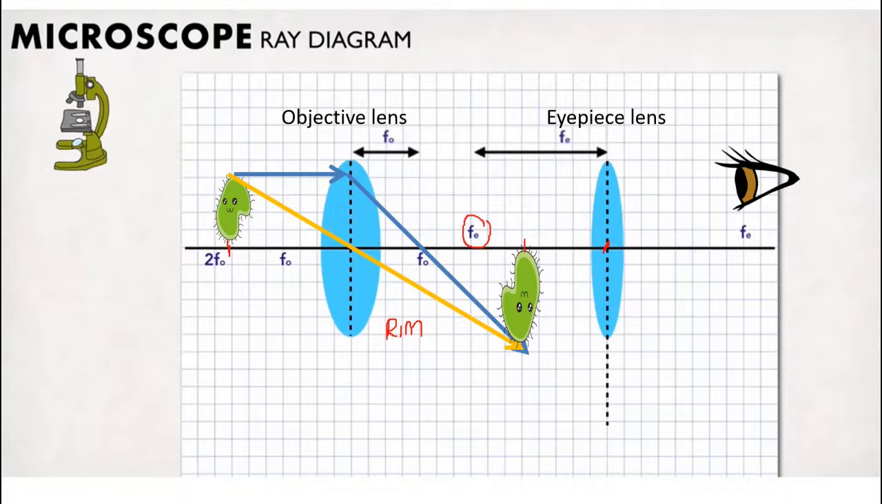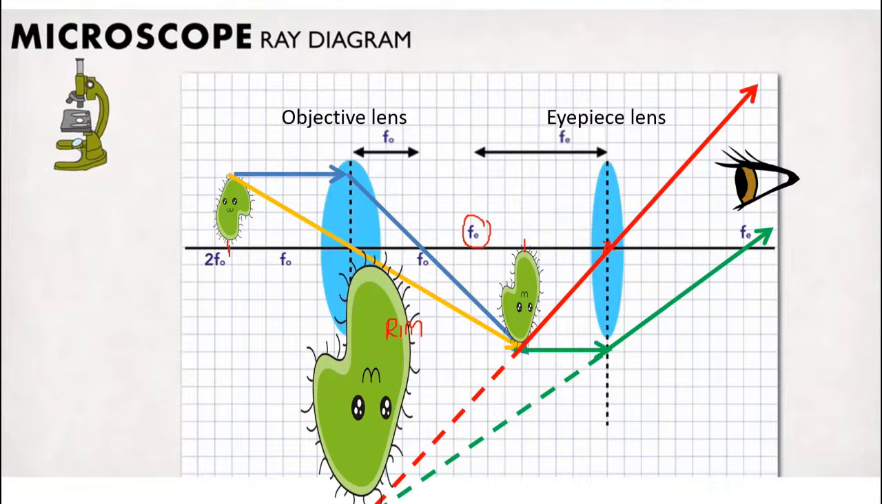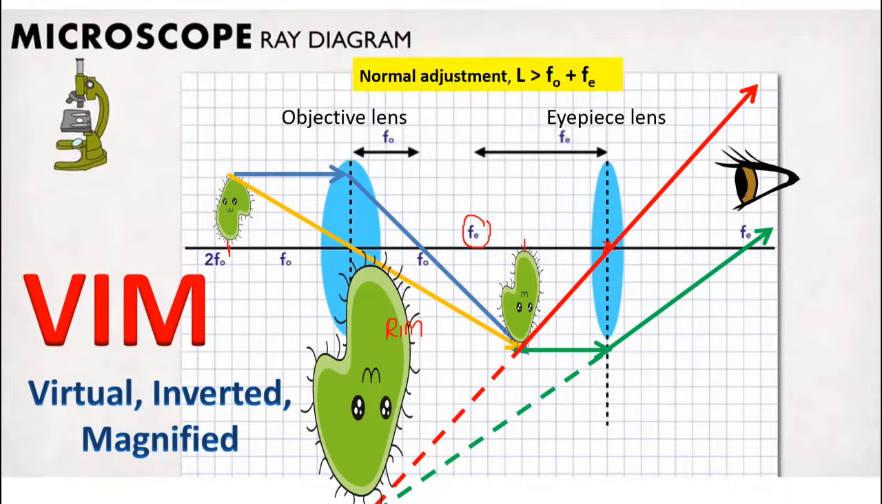We continue to draw the ray diagram. When the ray is moving parallel to the optical axis, it will bend to the FE point, and the second ray, when moving through the optical center, will go straight without bending. So at the end, you will produce a final image at this side. So what are the characteristics? It is virtual, inverted, and magnified. So the normal adjustment for this one is always L larger than FO plus FE.